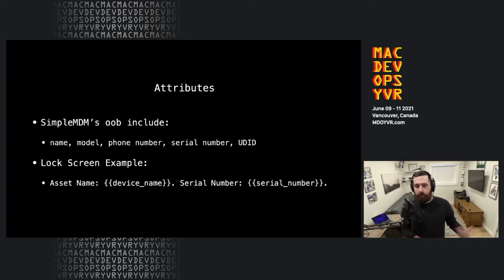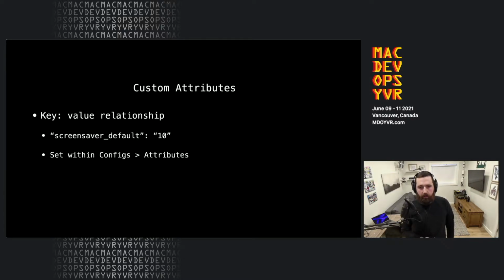Out of the box, SimpleMDM includes name, model, phone number, serial number. These are just attributes about the device, right? So the device enrolls, it gets these things. They can be changed or not changed depending on the value. And these device attributes can be referenced within different payloads or configurations. In a lock screen example, you could say asset name is device name and serial number is serial number, and those attributes will be populated with their actual values on the device. That's really handy because it's a nice way to template out some of these devices.